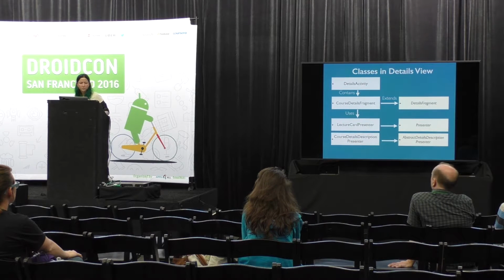And the classes in detail view are again an activity that contains a single fragment. It extends details fragment, and it uses two presenters, one for the lecture and one for the course details description.